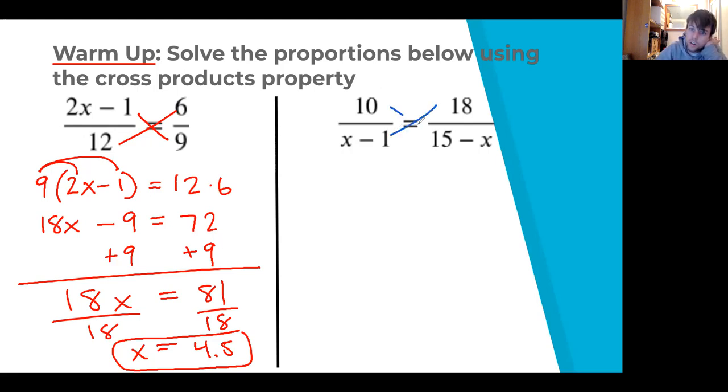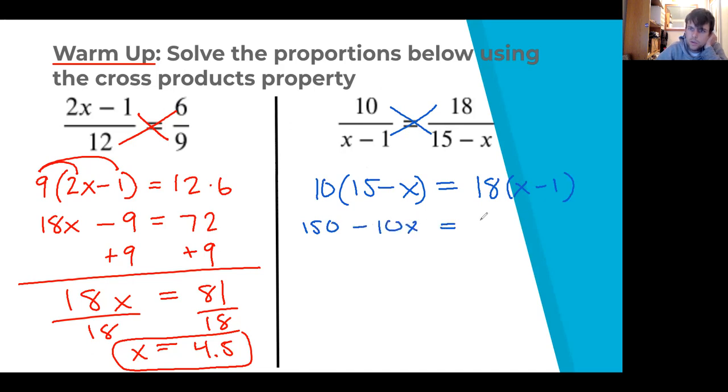forward. So cross products here, we have 10 times 15 minus x. It doesn't really matter which side each of these products goes on, just one on one side and one on the other side of our equation. All right, then we need to distribute this. We have 150 minus 10x equals 18x minus 18. A little bit more complicated equation than the one over here. Once we get done with that cross products, we have x's on both sides. I'm just going to get rid of this x over here by adding 10x.